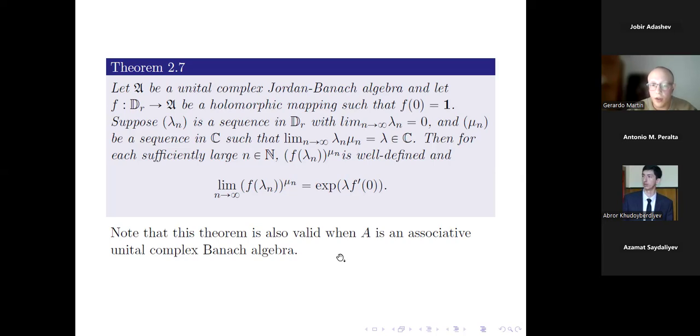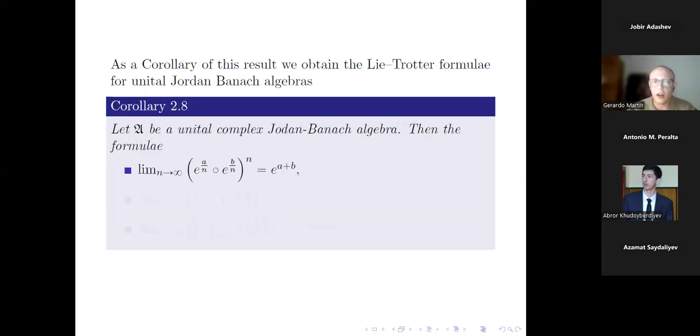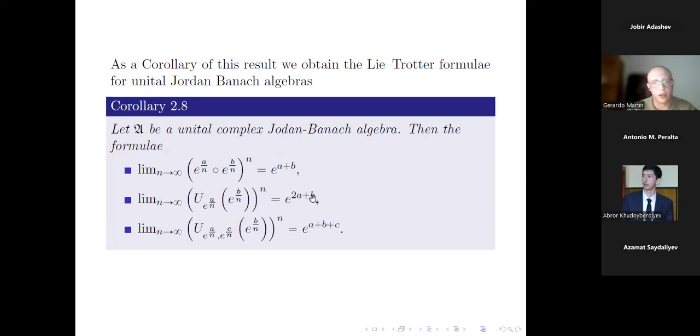This theorem is also valid when A is an associative unital complex Banach algebra. With this theorem that gives us many identities in these two settings, we can obtain the Lie-Trotter formulae we proposed at the beginning, and that I sum up in this corollary. Well, now when we have a unital complex Jordan Banach algebra, the following identities hold.